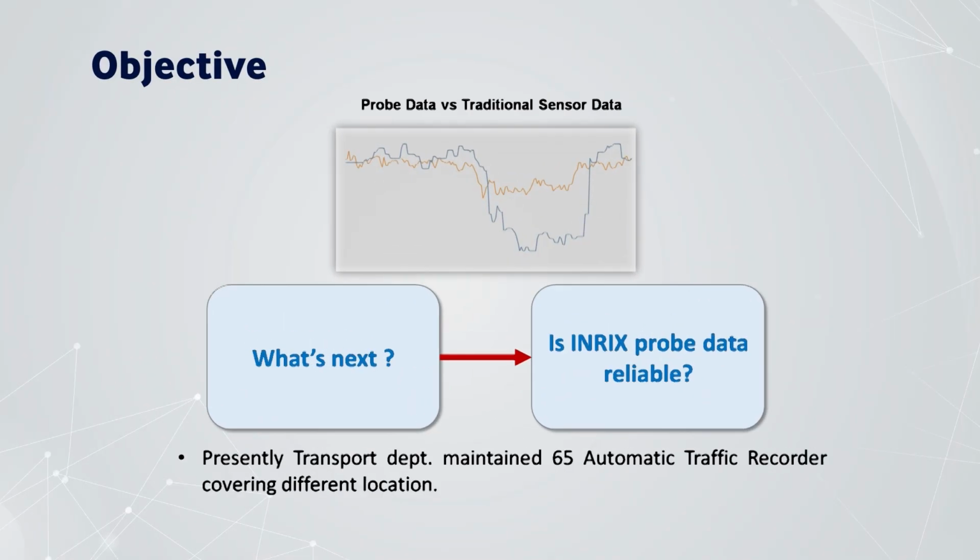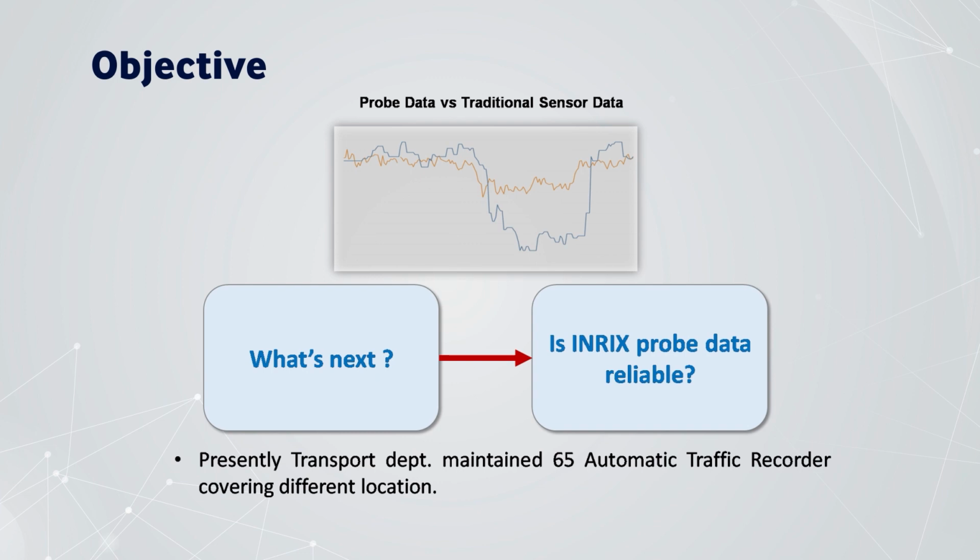And if you really look at it, one can say that one can fix the traditional sensor in different locations, but you know that installing traditional sensors in different locations is a very costly affair, right? So in that case, definitely we would like to move from traditional sensor-based technologies to GPS, which is probe-based data, right? So let's look at the probe-based data versus traditional sensor data.